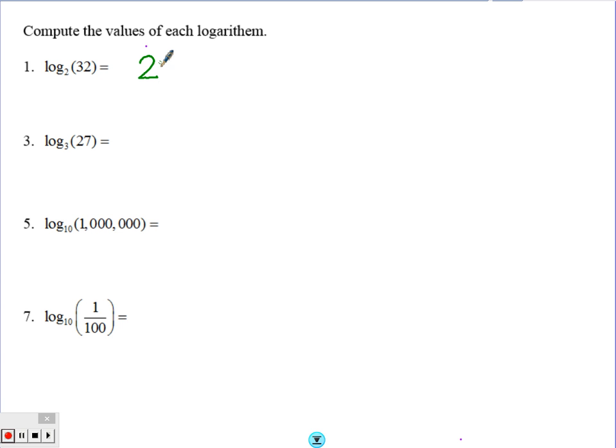So 2 to the question mark power equals 32. So I need to break down 32. Maybe you already know, but 32, let's see, I could do 8 times 4. Break it down, 2 times 2. Break this down, 4 times 2 and 2 times 2. Wow, that's a lot of 2's. 1, 2, 3, 4, 5. So it asked 2 to what power is going to give me 32? 5. So my answer is 5. So this is another way of writing the question, but the answer is 5.